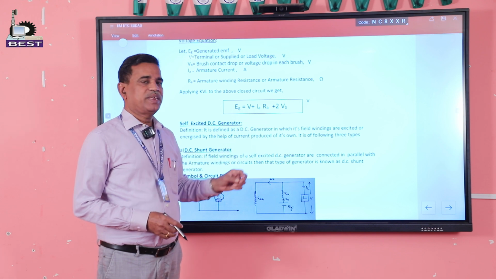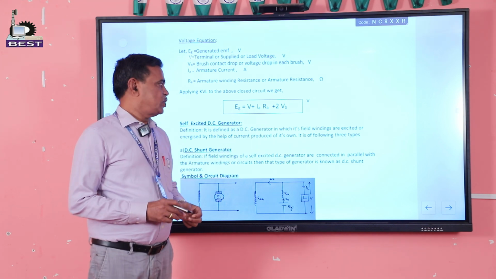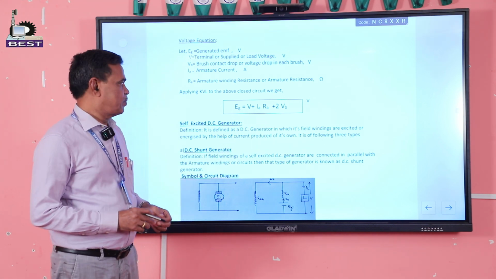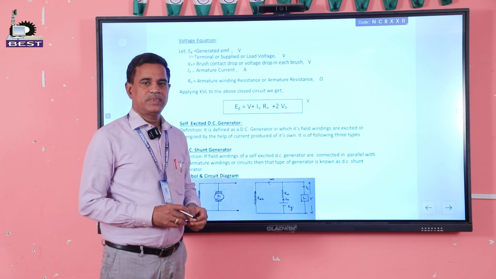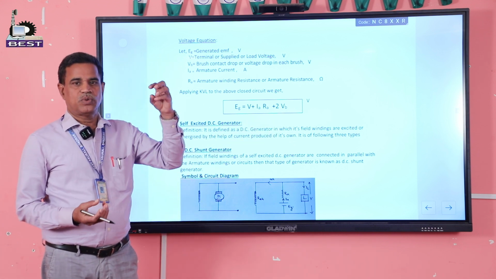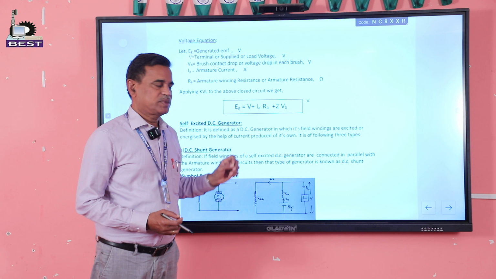where Ia is the armature current flowing through the armature and Ra is the armature resistance. The value of armature resistance is very small, in the order of 0.02 ohm or so. Vb is the brush voltage. Since the generator has two brushes, one on each side, we have 2Vb in the equation.